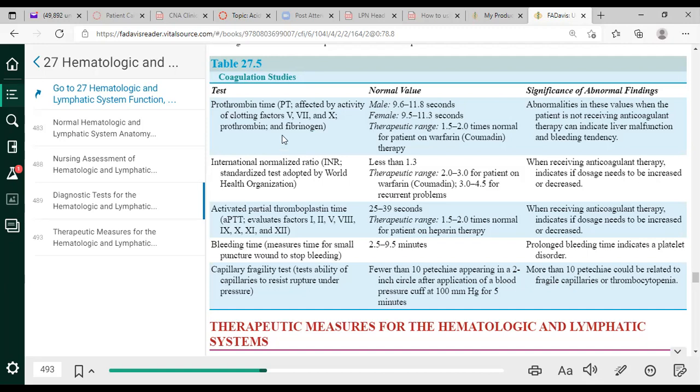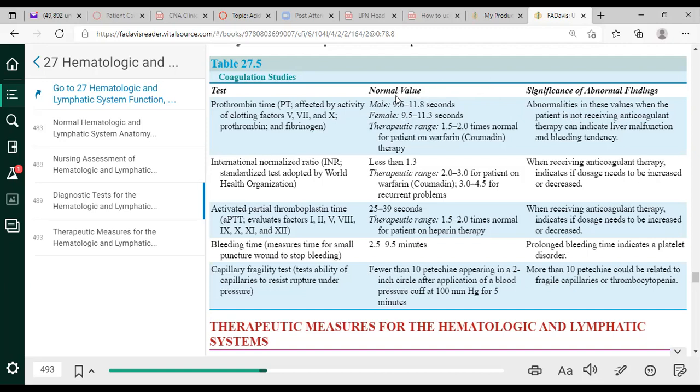But all this is telling you is the amount of time it takes for a patient to clot. So for a patient's prothrombin time to be high, that's letting me know it takes you a long time to clot, because these are the seconds it takes for you to clot. It's taking you a long time to clot. You're at risk for bleeding out.